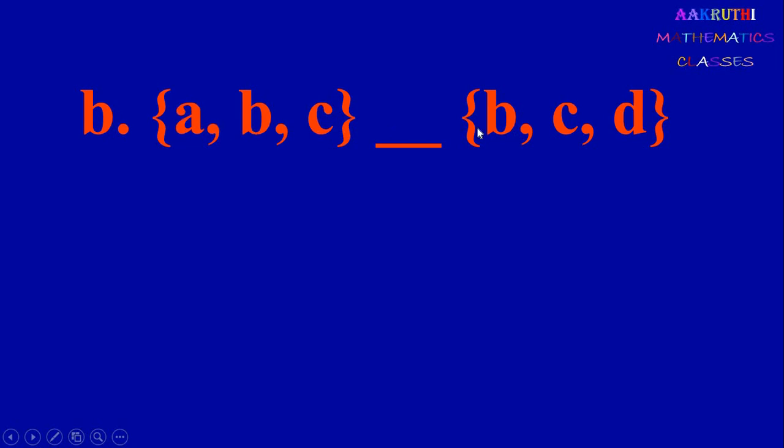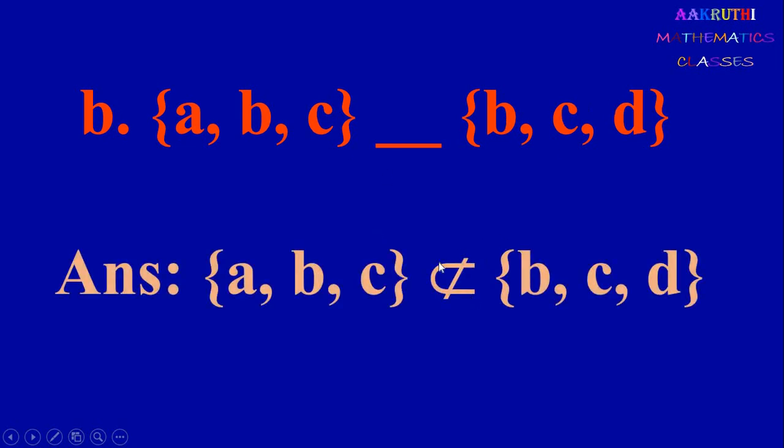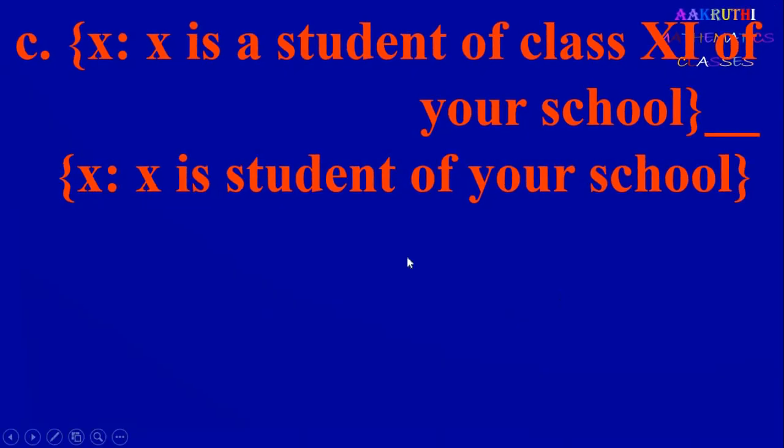So next one, it is {A, B, C} and here it is {B, C, D}. Now here we have A but A is not present in the second set. So therefore all the elements of the first set are not present here. So therefore it is not a subset. {A, B, C} is not a subset of {B, C, D}.